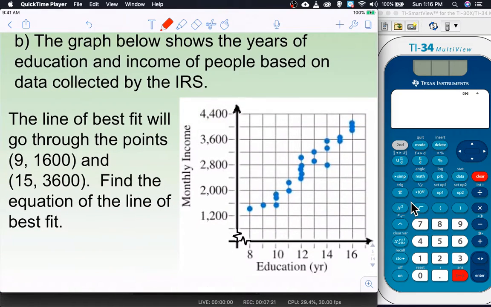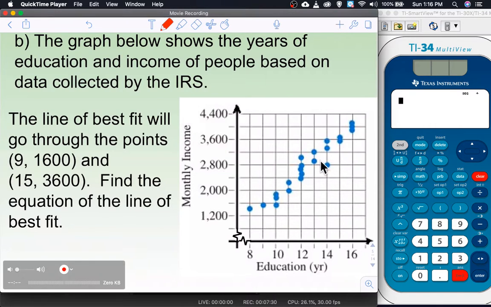Letter B. The graph below shows the years of education and income of people based on data collected by the IRS. So here is this beautiful data. The line of best fit would go through the points, boom, boom, and boom, boom. Find the equation of the line of best fit.